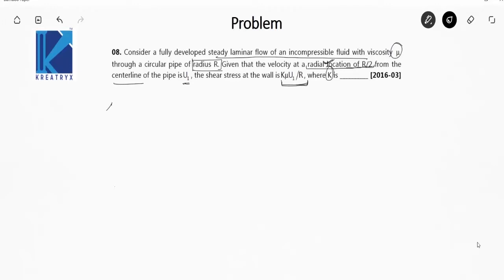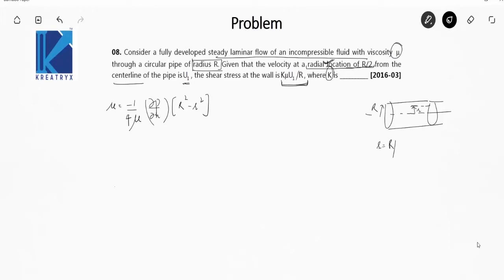We know that u, the velocity in a steady laminar flow through a pipe, is equal to minus 1 by 4 mu, del p by del x, the pressure gradient, times capital R square minus small r square. So this is the pipe, center line, capital R is the radius, and this small r is some radial location at which we have to find the velocity. The velocity u1 is given here at r equal to capital R by 2.